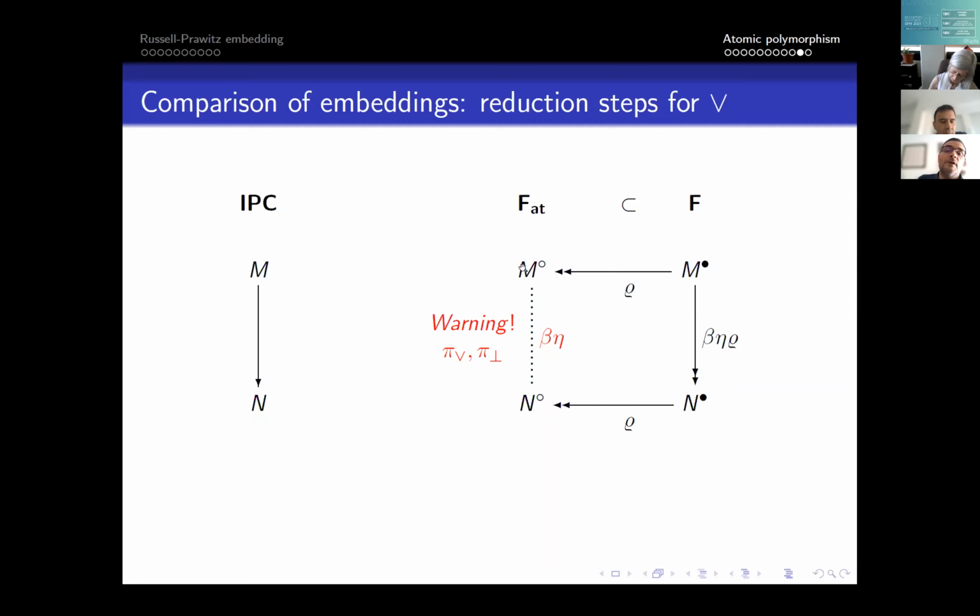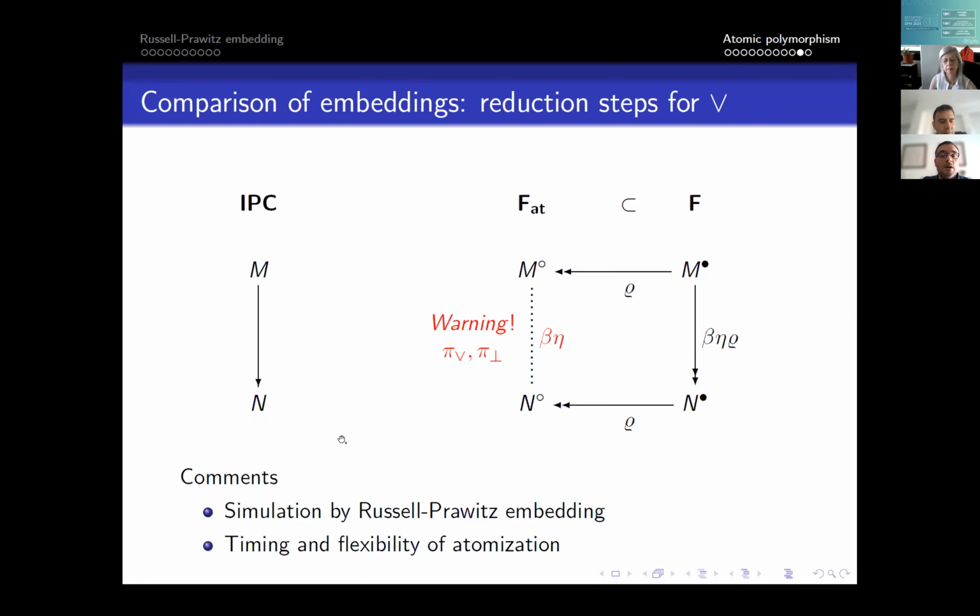So for the translation to atomic system F, there is a kind of preservation that is weak for these two cases. For the Russell-Prawitz embedding, we have simulation in all cases, but the price is to add this new atomization conversion. Okay, so my last comments. We have simulation by Russell-Prawitz embedding, provided we have atomization conversions. And so we can say something about the comparison between these two translations.